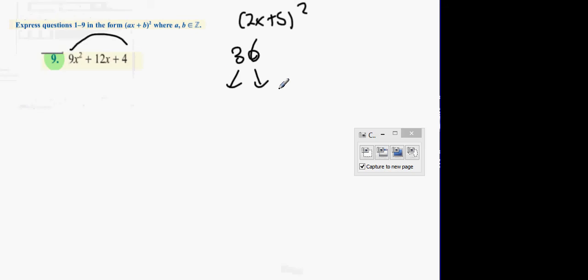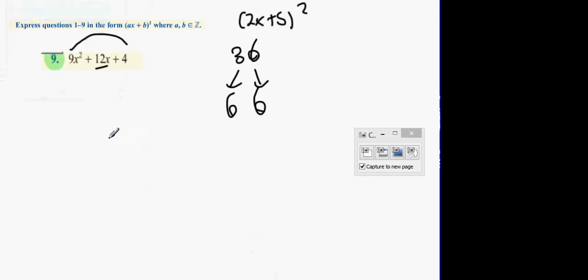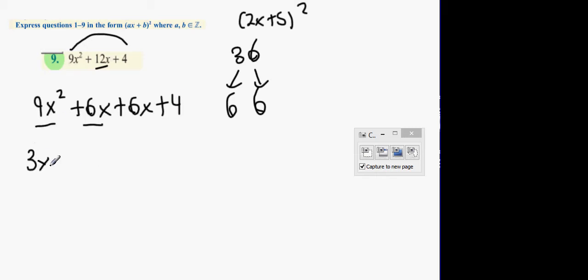When the reference number is 36, 36 is 6 and 6, and that'll get you your 12x. And what we get here is 9x squared plus 6x plus 6x plus 4. Factorize out what you can out of 6x and 9x. It's going to be 3x, leaving you with x plus 2. By default, the next one has to be x plus 2.